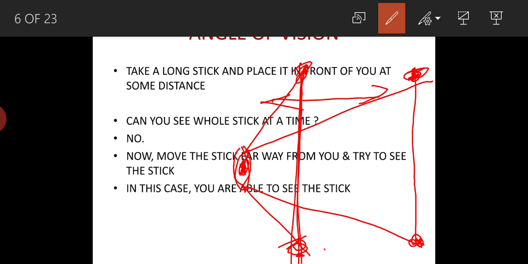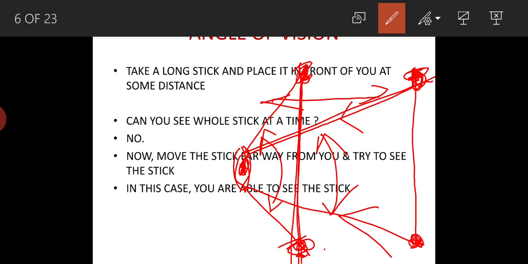The reason for this is, when you keep the stick very close to the eye, the angle made by the light rays coming from the top and bottom ends will be more than 60 degrees, whereas in the second case the angle made by the light rays coming from the top and bottom ends will be less than 60 degrees. So this 60 degrees is called the angle of vision.